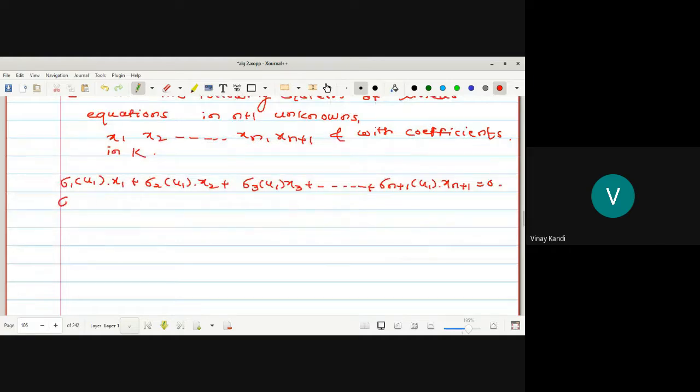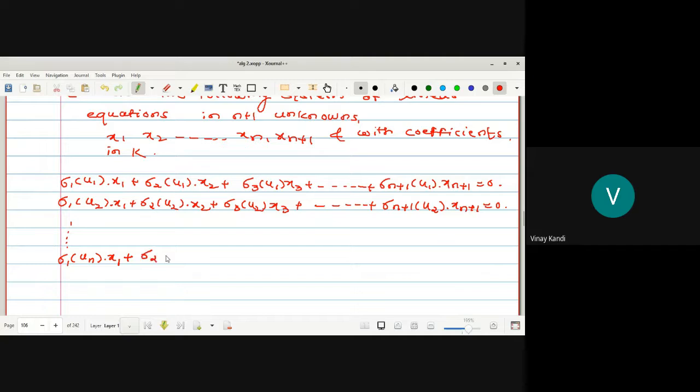Now the second one: apply sigma 1 on the basis element u2, so sigma 1(u2) x1 plus sigma 2(u2) x2 plus sigma 3(u2) x3 plus up to sigma n plus 1(u2) xn plus 1 is equal to 0, and so on up to sigma 1(un) x1 plus sigma 2(un) x2 plus sigma 3(un) x3 plus up to sigma n plus 1(un) xn plus 1 is equal to 0.